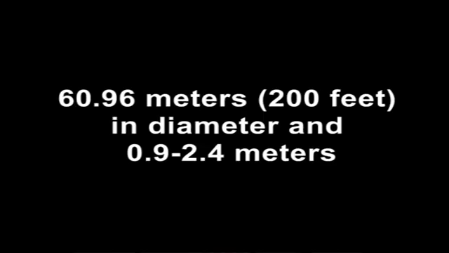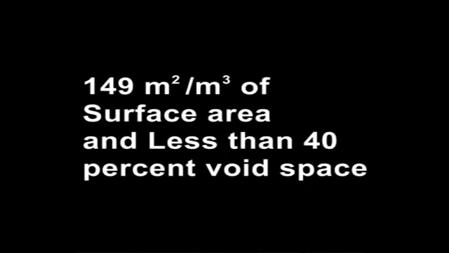A trickling filter consists of a permeable medium made up of a bed of rock, slag, or plastic over which wastewater is distributed to trickle through. Rock or slag beds can be up to 60.96 meters in diameter and 0.9 to 2.4 meters deep, with rock size varying from 2.5 to 10.2 centimeters. Most rock media provides approximately 149 square meters per cubic meter of surface area and less than 40% void space.